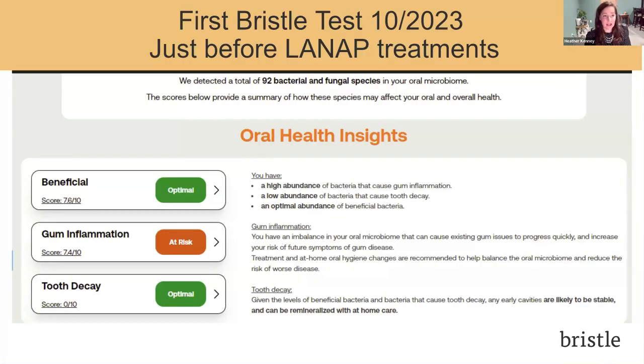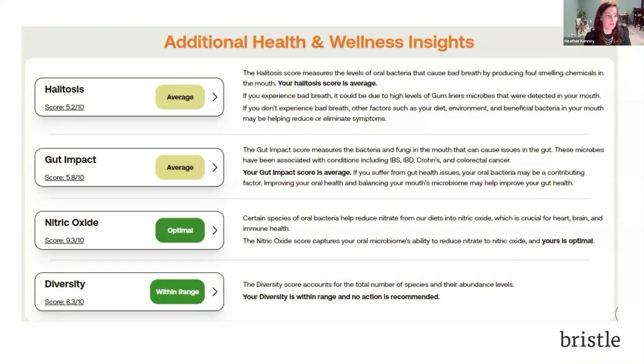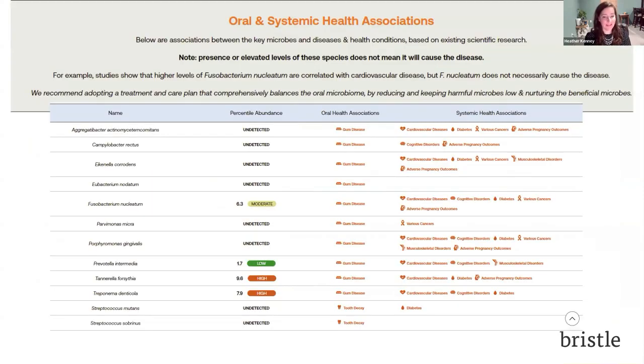So he did his first Bristle test prior to his LANAP surgery as well, mostly because that other test was really expensive, and this one gave him really good insights and was affordable for him to start looking at. I'm going to compare the tests a little bit with each other. High gum inflammation, beneficials look pretty decent. Halitosis score, average. Gut impact, average. So overall, it's what you would sort of expect, but not crazy.